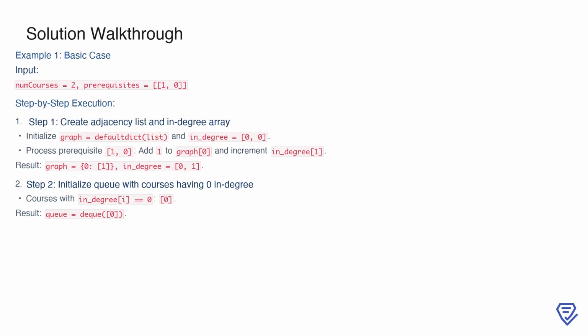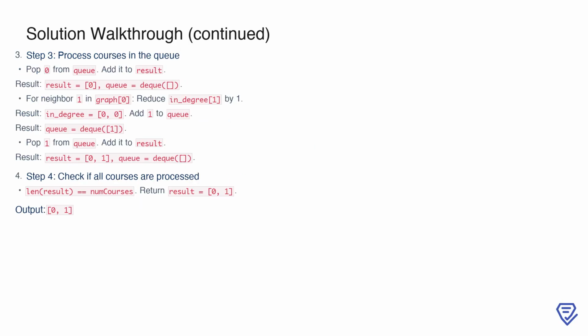Next, we identify all courses with no prerequisites by looking for courses with an indegree of 0. Here, only course 0 qualifies, so we add it to the queue, which is now ready for processing. Now, we begin processing the courses in the queue. First, we remove course 0 from the queue and add it to our result list, indicating that it can be taken. Since course 0 has a neighbor, course 1, we reduce the indegree of course 1 by 1, signifying that one of its prerequisites has been satisfied. This update makes the indegree of course 1 0, so we add it to the queue.